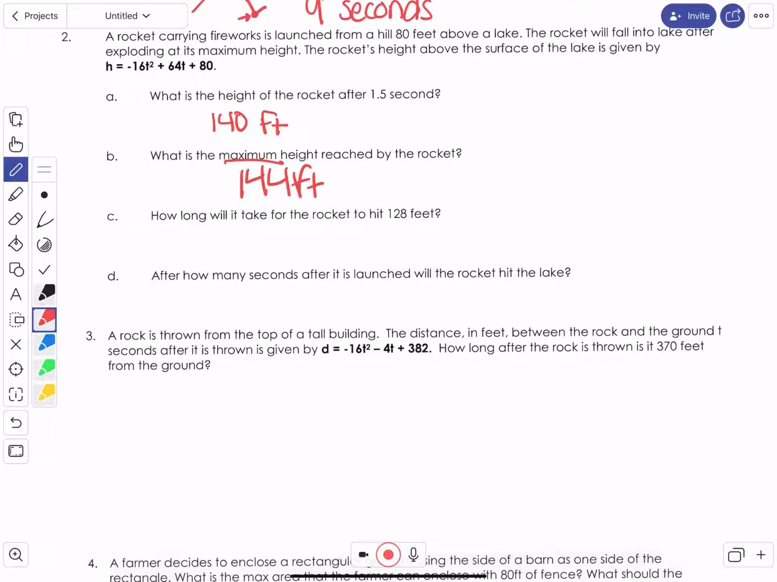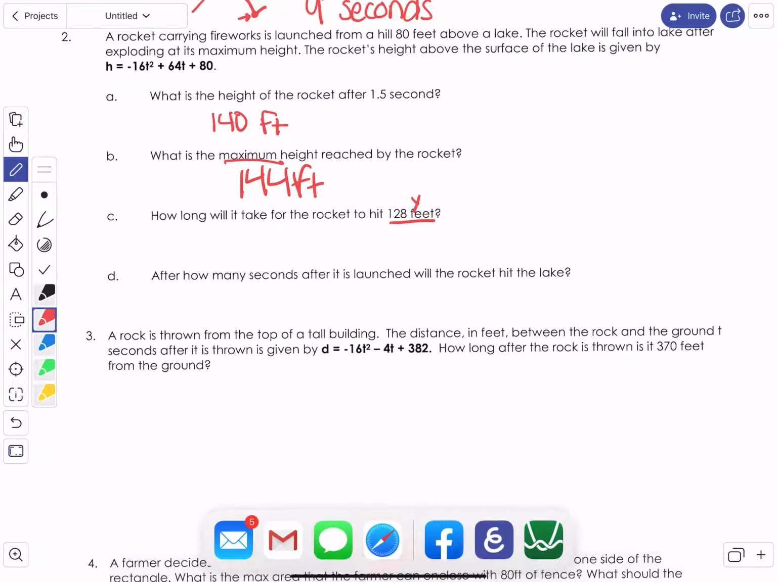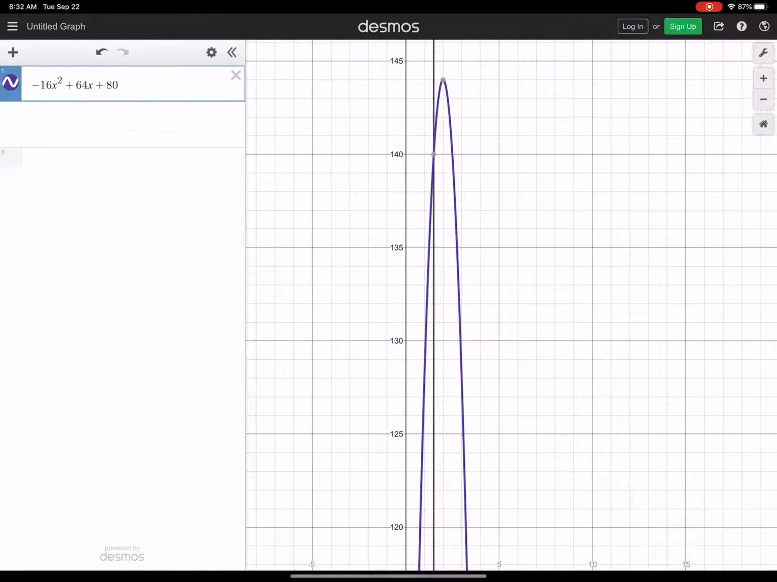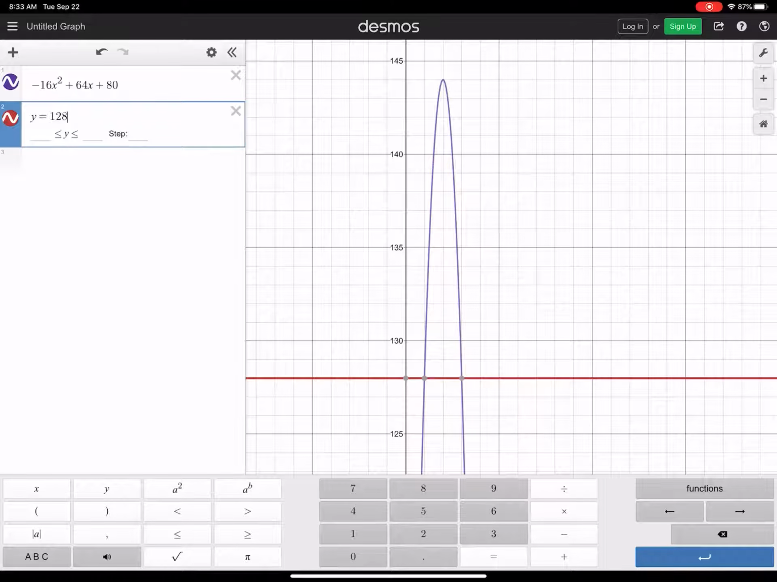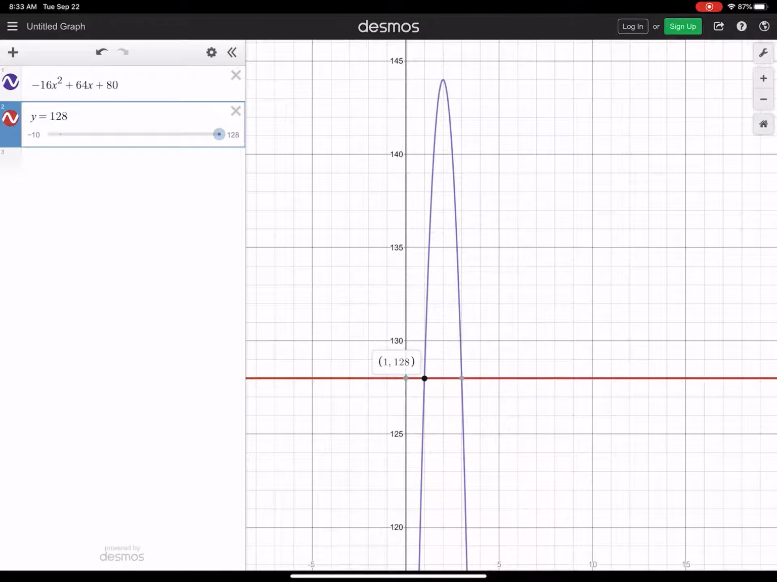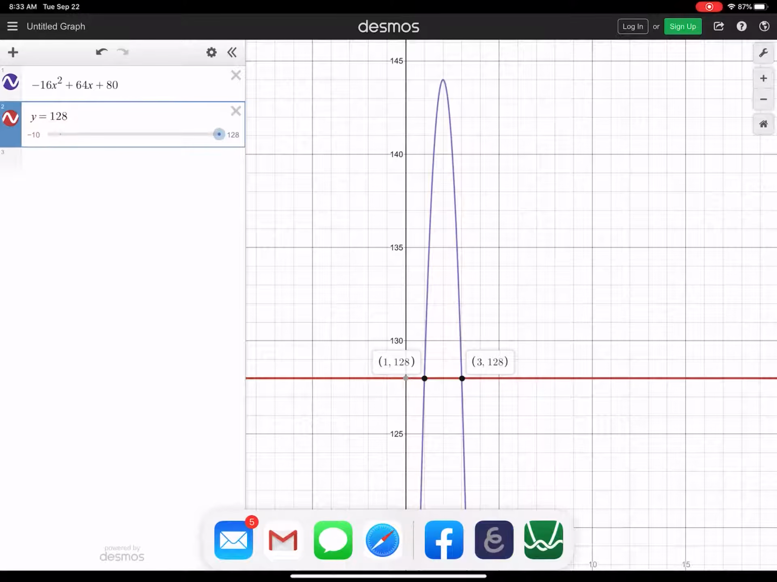How long will it take for the rocket to hit 128 feet? So remember, that is a height, that is a y. So we're going to put y equals 128 feet. And it just says, how long will it take for the rocket to hit 128 feet? So after 1 second and after 3 seconds. It doesn't specify which one, so let's give both answers.